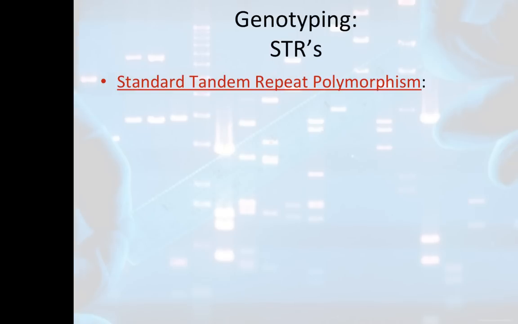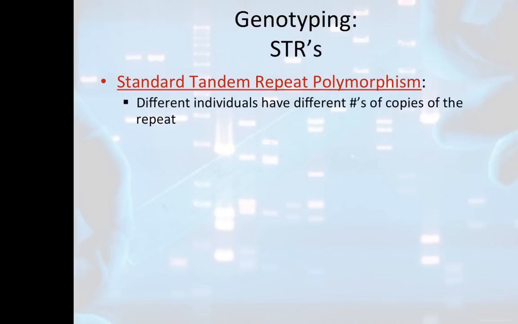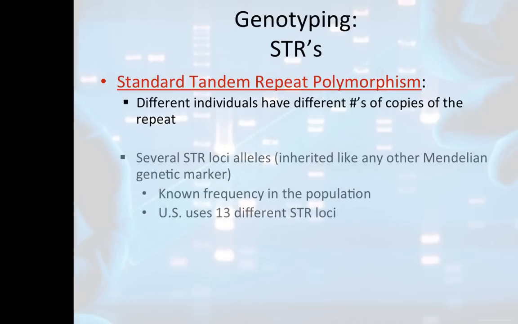An STR is a short tandem repeat polymorphism. It is a polymorphism that repeats itself in a strand of DNA, and different individuals have different numbers of the repeat. Yours may be repeated X number of times, and mine may be repeated Y number of times. These STRs occur on alleles and are inherited like any other trait. And like any other trait, we know the frequency of these STRs in the population of the United States.